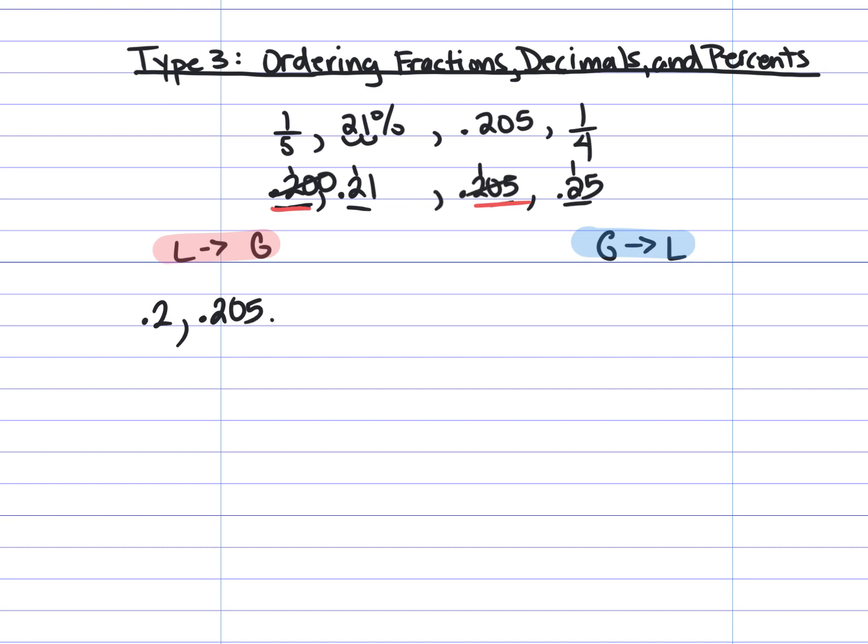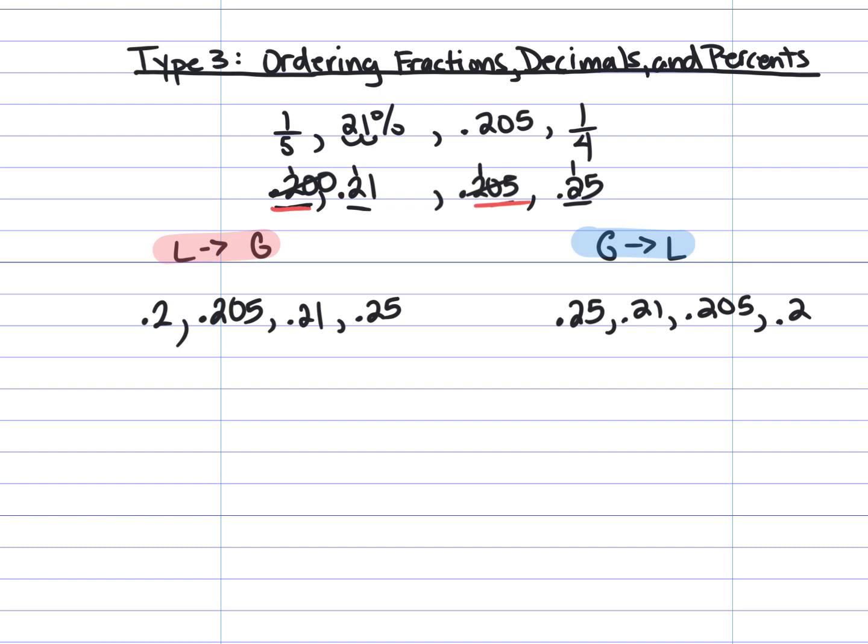All right, so I have 0.21 and 0.25. They both have 0.2 in the tenths place. But 1 is clearly less than 5 in the hundredths place, so 0.21 or 21 hundredths comes next, and then 0.25 comes last. Greatest to least, we just switch it, starting with the largest number and then going down to the smallest: 0.25, 0.21, 0.205, and 0.2.